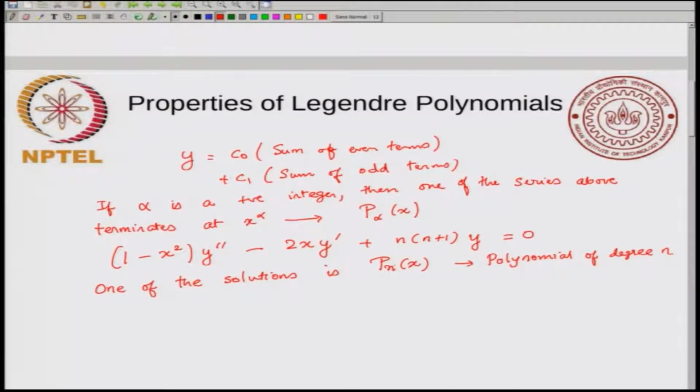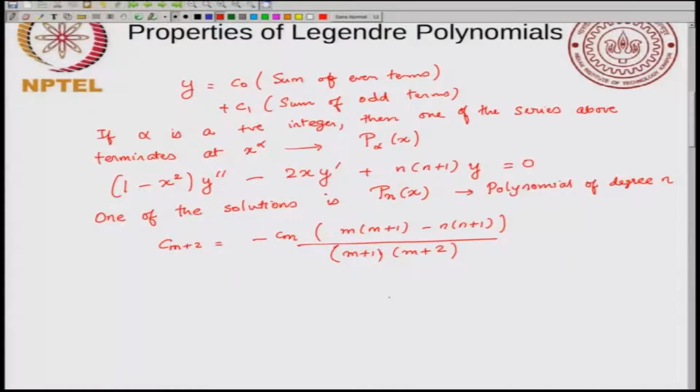Since we know how to calculate the individual coefficients, we can use the recursion relation. I will write it slightly differently: C m plus 2 is minus C m times (m plus 1) minus n(n plus 1)... I am using n because n is the degree of the Legendre polynomial, so my differential equation has an n. Earlier I had an alpha, now I am using n, because alpha is a positive integer. I am writing the recursion relation that relates the (m plus 2)th term to the C m term, and in the denominator I have (m plus 1)(m plus 2). That means I can calculate each of the polynomials.